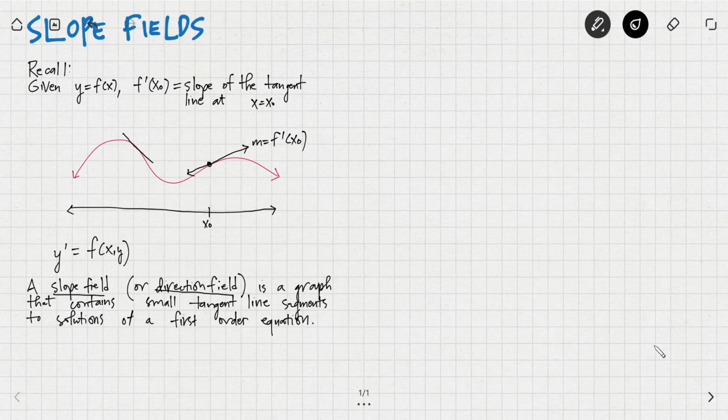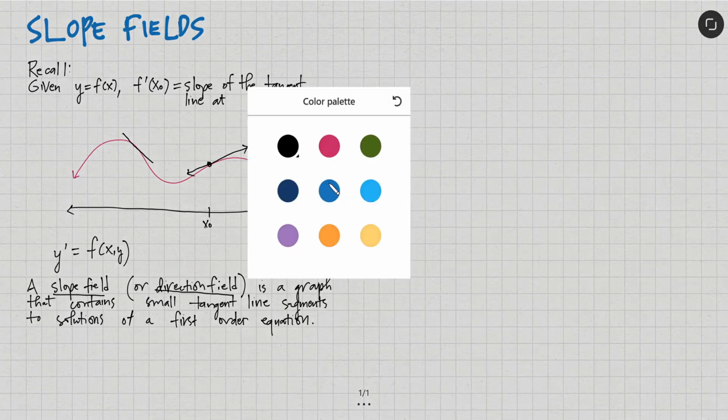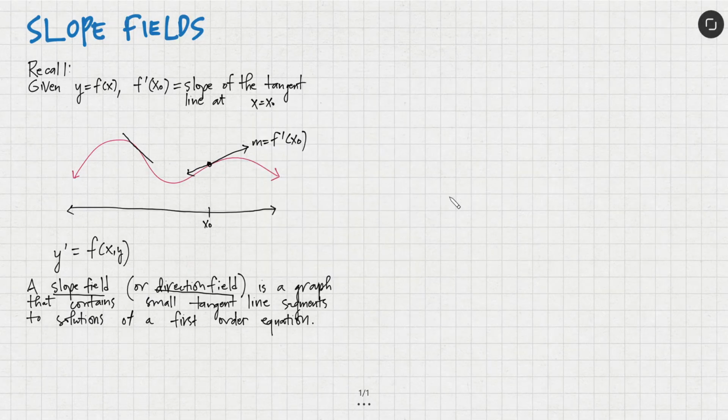Okay, so welcome to part 2 of the lesson on slope fields. So ngayon naman ay i-discuss natin kung paano mag-sketch ng slope field. So we have several methods for sketching the slope field. Let's start with the simplest one, but this is also the most tedious one, and this is called the uniform grid method.